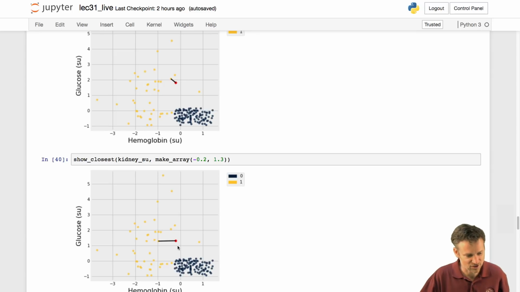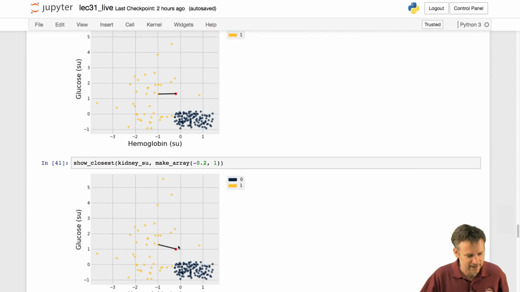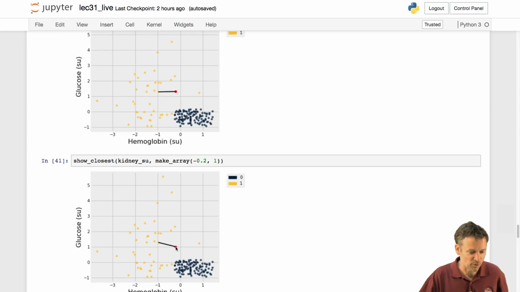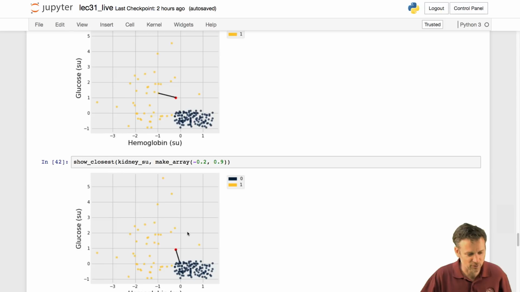Now let's see what happens if I move the red dot down a little bit more. What if the patient's glucose numbers had been even lower? Then if I move the red dot down, basically no change, still the same nearest neighbor. Just a little further away from that neighbor. What if I move the red dot down a little bit more? Their glucose numbers had been even lower. Then what prediction would I have gotten?